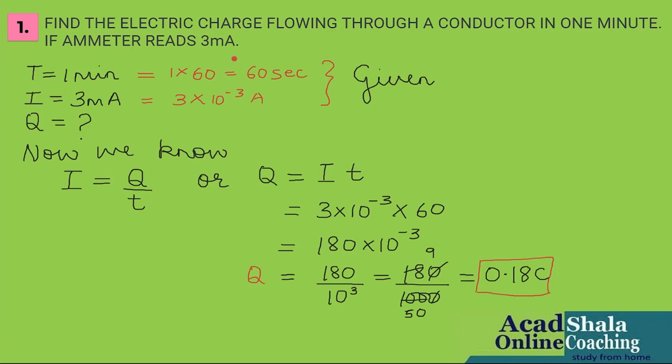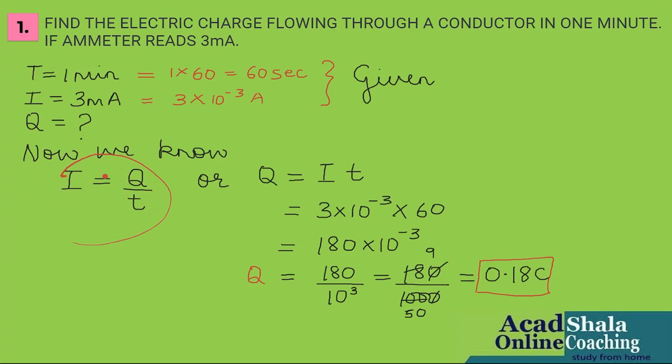Okay, after doing this, my first step, now I see what I have to find out in the numerical. They have told us to find out the electric charge flowing through a conductor. So Q is the charge, and this I have put as a question mark because I have to solve this with the help of the data given in the numerical. Now to solve this numerical, what I know is that I, that is current, is equal to Q upon T.